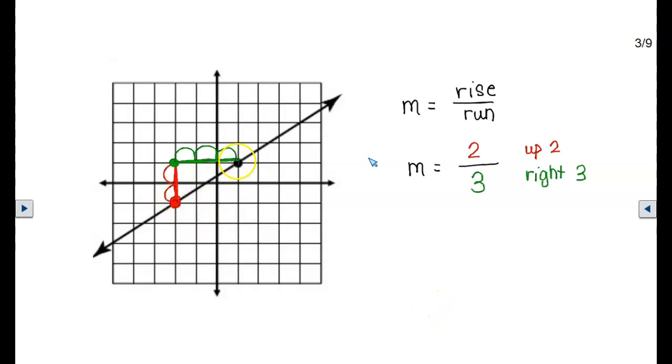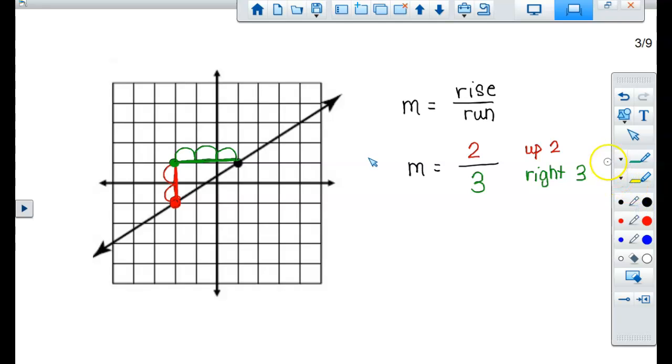So from the first point to the second point on this line, I went up 2 and I went right 3. So that would be +2 for the rise and +3 for the run. So my slope would be 2/3. And what that's telling me is that every time this line goes up 2 spaces, it goes right 3 spaces. That's how this line moves.